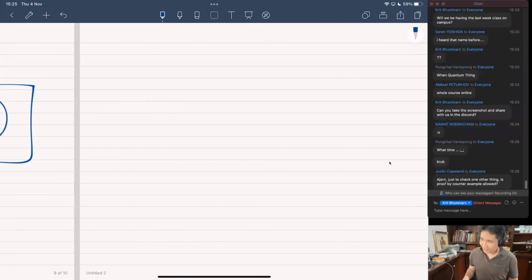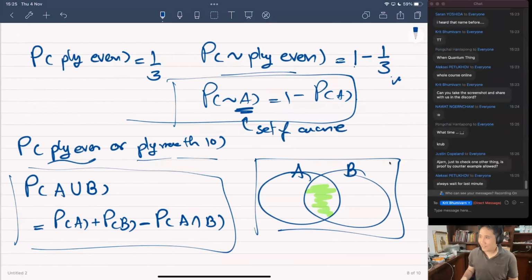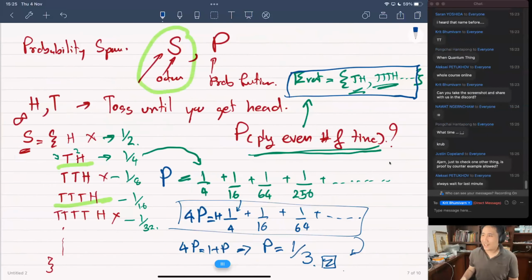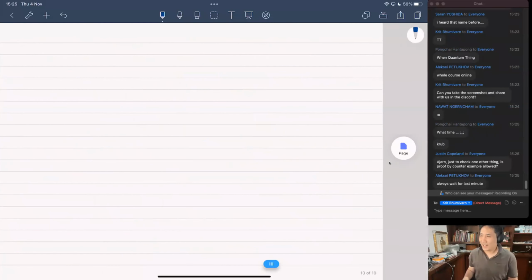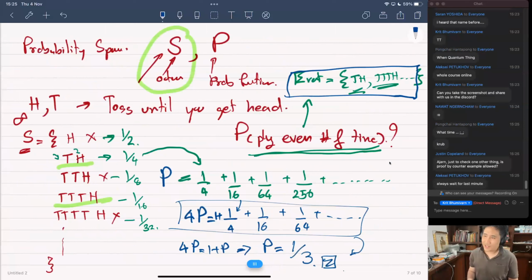Because the next thing is going to take a while. Proof by counterexample is called disproof. Yes, that works. If you want to disprove something, give me a counterexample.